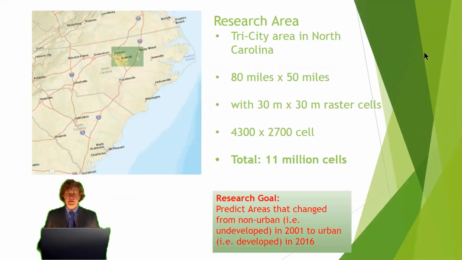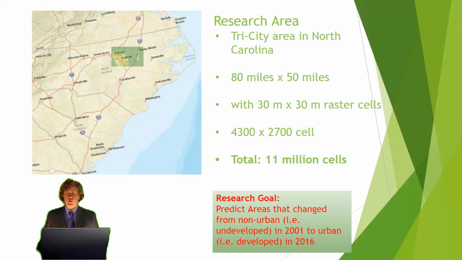Our research area is in North Carolina. It's called the Tri-City. It's an 80 miles times 50 miles area. We split this area into 30 times 30 meter raster cells. That gives us a total of 4,300 times 2,700 raster cells. In other words, a total of 11 million cells.